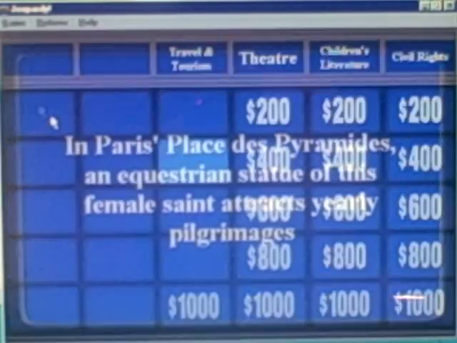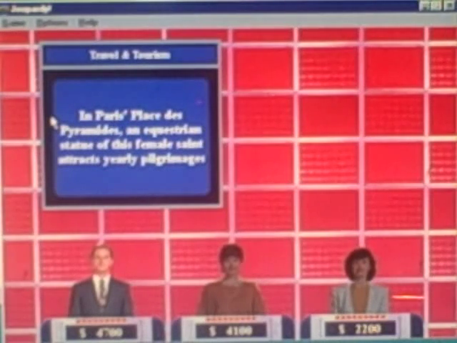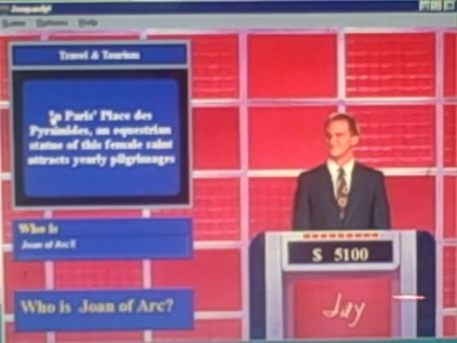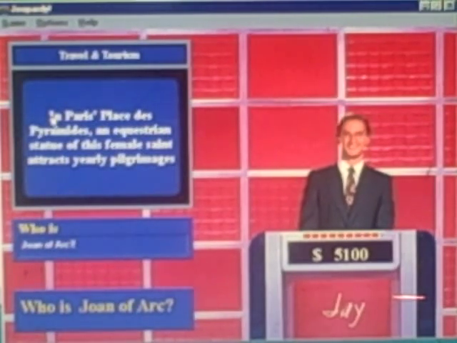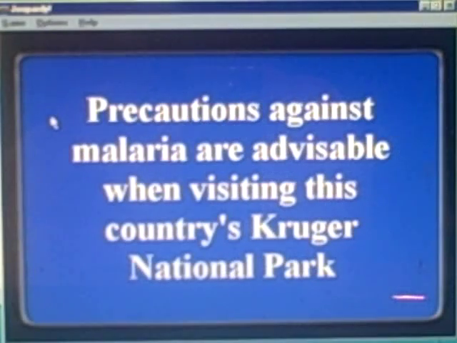Travel and Tourism 400. In Paris's Place des Pyramides, an equestrian statue of this female saint attracts yearly pilgrimages. Contestant number 1: Who is Joan of Arc? You are correct.